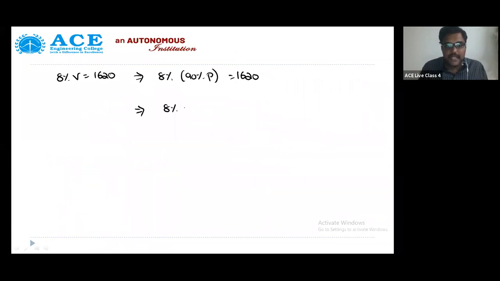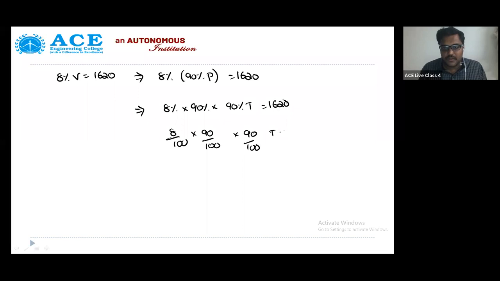Now we should find the T value, the total. As you know, 8% means 8 by 100, 90% means 90 by 100. Like that you can solve, cancelling all the common terms. You people can find the T value is 25,000. This is method 1.